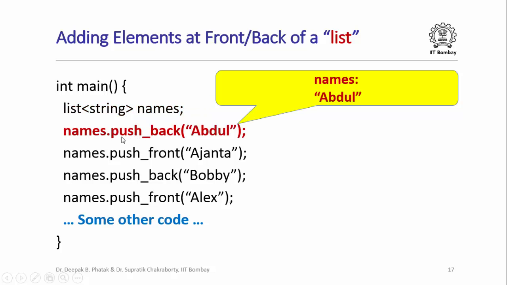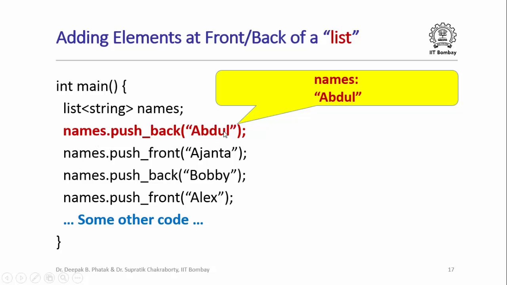Then I say names dot push_back and I provide the string Abdul. So basically this is going to look at the list names and it is going to add the name Abdul after the element at the back of the list. Now here the names list was empty. So when we add the name Abdul after the element at the back of the list, basically we are creating a list of a single element and that element is Abdul. This is because names was an empty list to begin with.